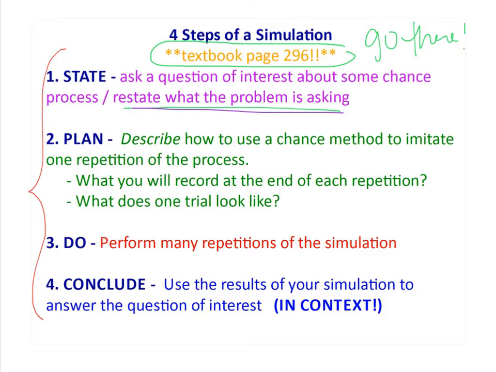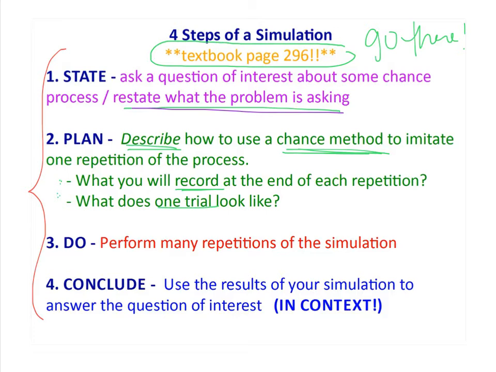Step 2 is to plan. In the plan, we need to describe how we're going to use a chance method. Chance methods are going to be like rolling a die or using cards or using your random number generator or random digit table. And we need to describe that process in really clear terms. Some points to help you: what will you record at the end of each repetition? So what are you looking for? What's the result that you want? And then what does one trial look like? What does it look like to do a trial of this simulation?